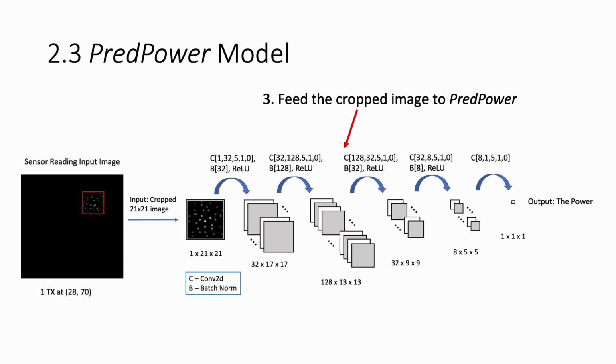So we can take a closer look at this model. There are 5 convolutional layers and no max pooling. After each convolutional layer, the 2D dimension of the data will decrease. So at the beginning, the 2D dimension is 21 by 21. In the end, it will decrease to 1 by 1, which is essentially a single pixel. And the value of that pixel is the power of the transmitter.